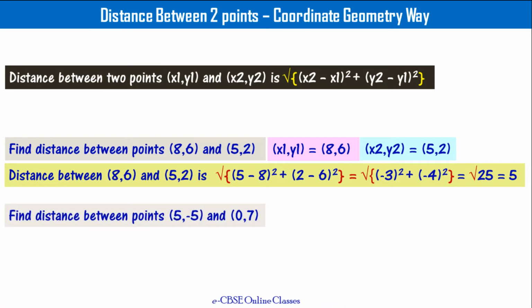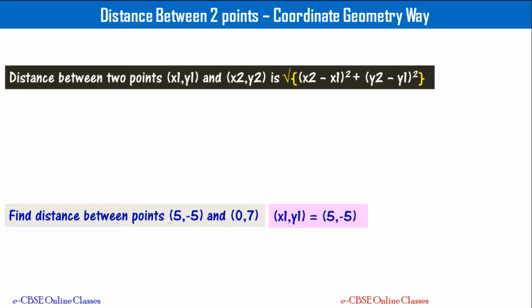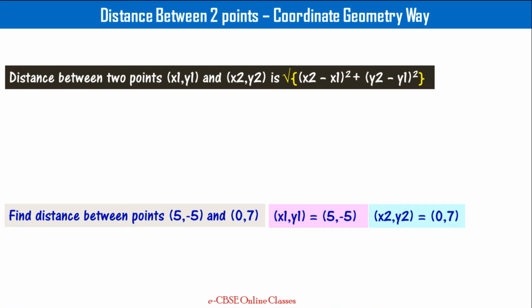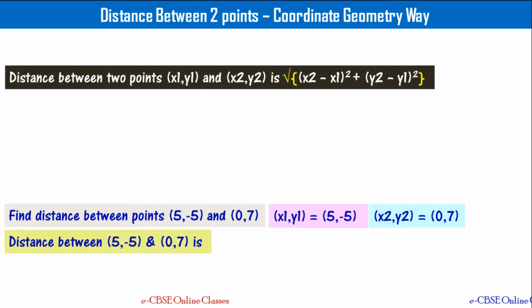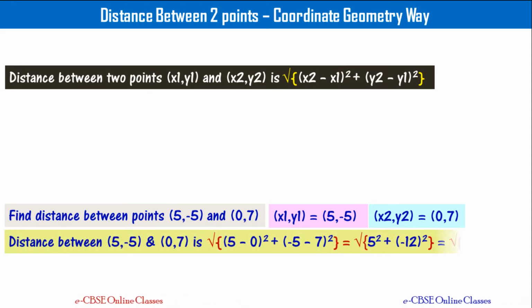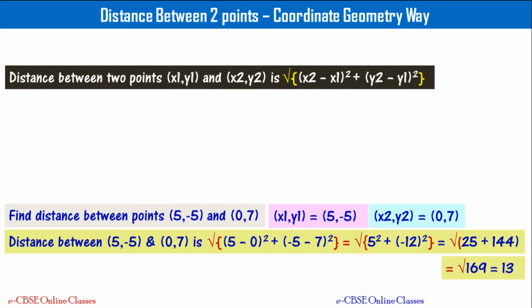Let's now find the distance between 2 points. One is (5, minus 5) and the other point is (0, 7). Let's substitute (x1, y1) equal to (5, minus 5) and (x2, y2) equal to (0, 7) into the previous equation to get the distance between these 2 points as square root of 169, that is equal to 13 units, right? You must have seen that the coordinate geometry way of computing the distance between 2 points is much faster compared to the regular geometry way, right?